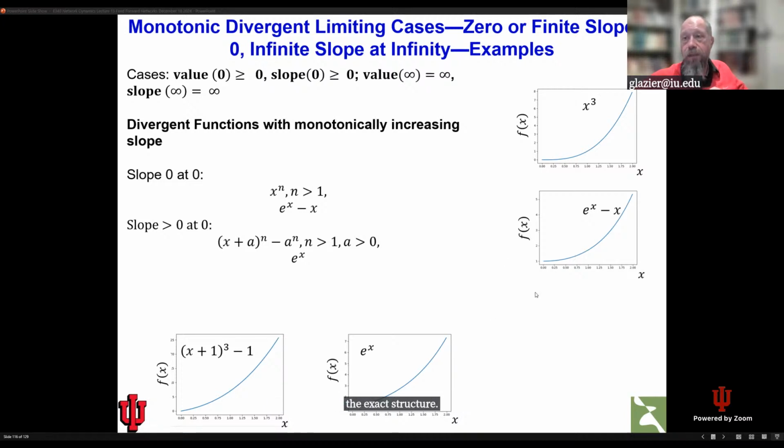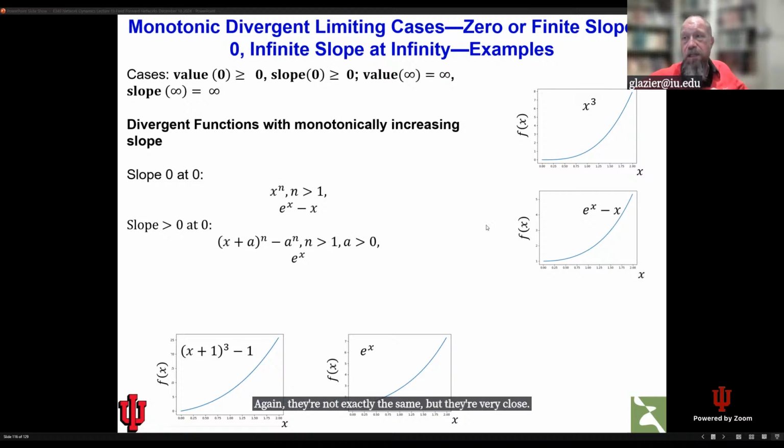They're not exactly the same, but here's an example. Here's f of x is (x plus 1) cubed minus 1. Here's f of x is equal to e to the x. They're not exactly the same, but they're very close. Here's x cubed, here's e to the x minus x. Again, they're not exactly the same, but they're very close.